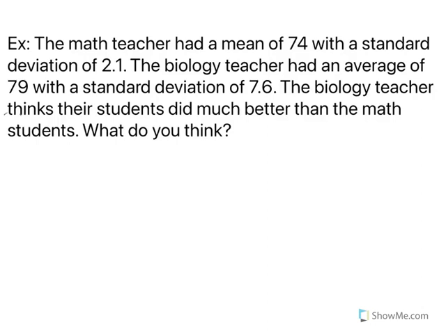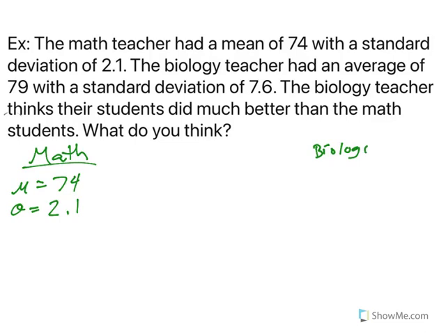The math teacher had a mean of 74 with a standard deviation of 2.1. The biology teacher had an average of 79 with a standard deviation of 7.6. The biology teacher thinks their students did much better than the math students. What do you think? Well, let's just look at this in general. In math, we have an average of 74 and a standard deviation of 2.1. Biology had an average of 79 and a standard deviation of 7.6. So the biology teacher has a higher average, but look at the standard deviation. It's a lot bigger. That means the spread of data is a lot bigger.